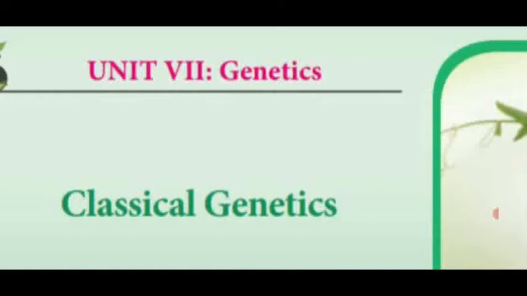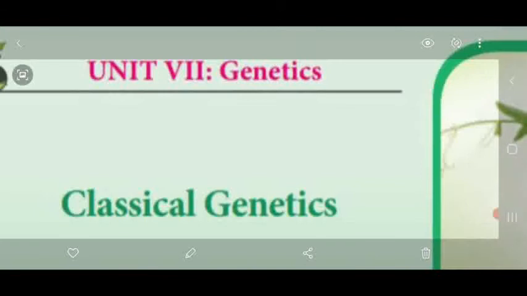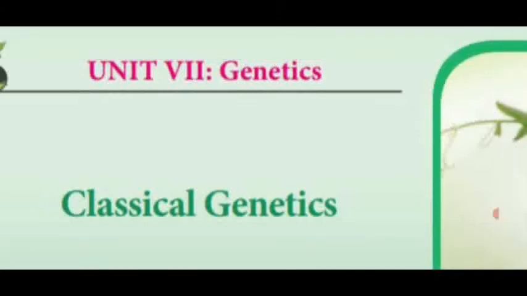Dear students, in the last video class we have seen the different characteristic features which are observed in the pea plant, that is the garden pea plant, by Mendel, and also how these 7 characters are located in the different chromosomes. These characteristic features are determined by a single gene which is present in different chromosomes, which was also observed by Mendel.